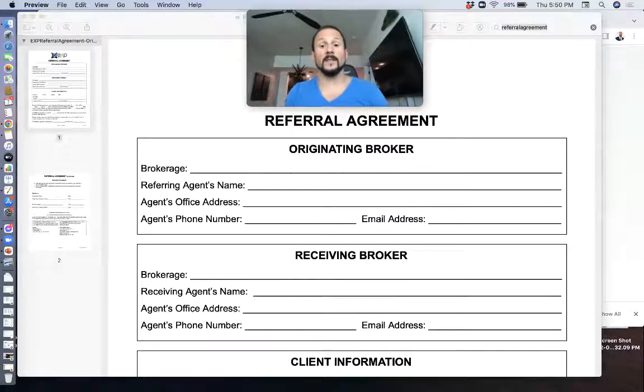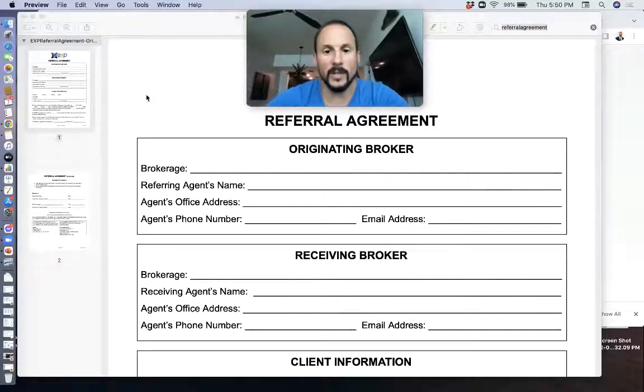Or if you're receiving, right? If some agent in California, let's say you're in Florida and they're in California and they're sending over a buyer or seller to you, and you're going to be giving them a referral fee. In that particular case, you would be the receiving broker, right? You're receiving the client, and then you're going to be paying that back to them. So here's how it works.